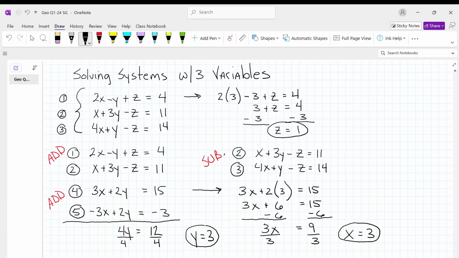So x is equal to 3, y is equal to 3, and z is equal to 1. Now, the way that you'll see your solutions listed are as an ordered pair, alphabetically. So the solution would be 3, 3, negative 1. Here's your x. Here's your y. And there's your z.